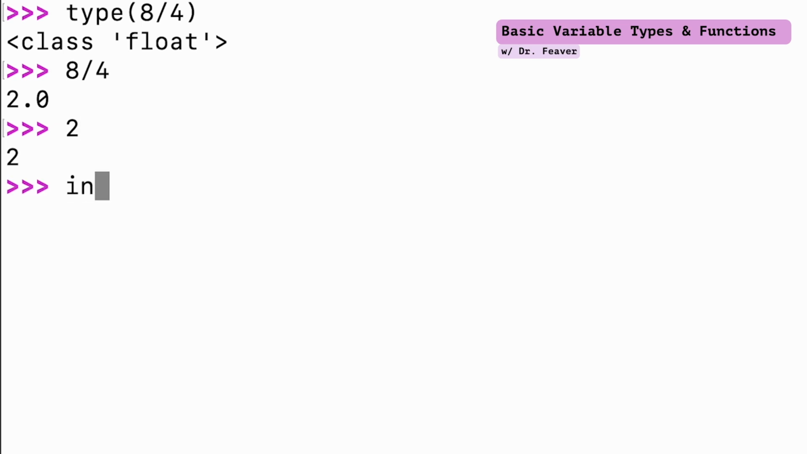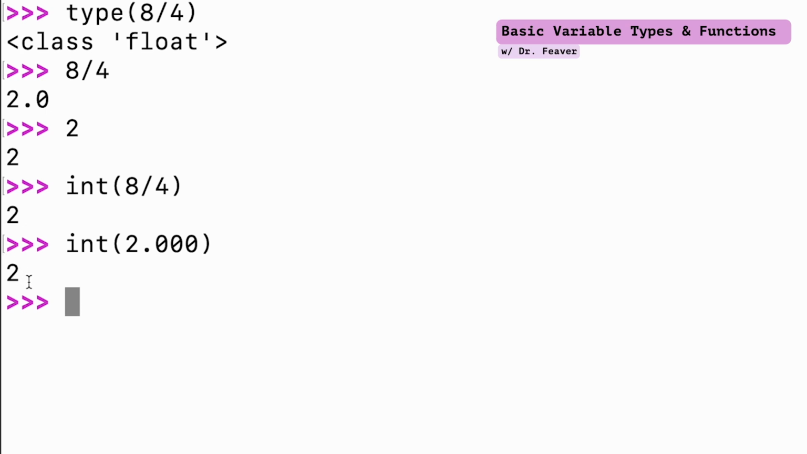We can convert a float to an integer if we want. So maybe I want the result of 8 divided by 4 to be given to me as an integer type. And the way I do that is I just use the word int and I put the value that I want to make into an integer in parentheses. So I could also do int of 2.0, which is going to be a float type. But if I put int around it, it just changes it into an integer. You can see there is no decimal here.